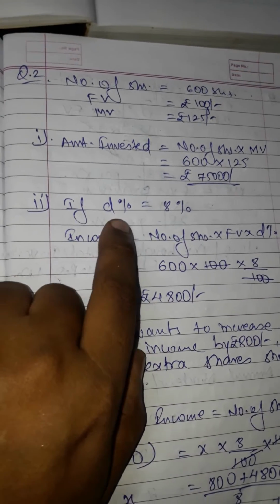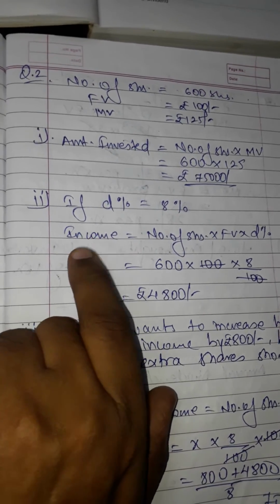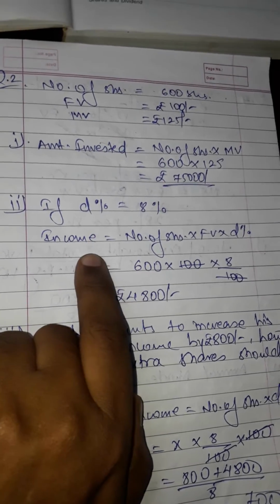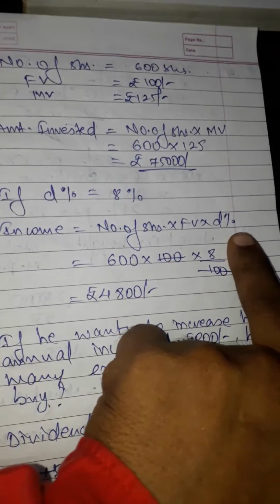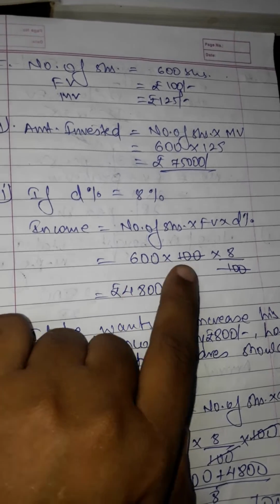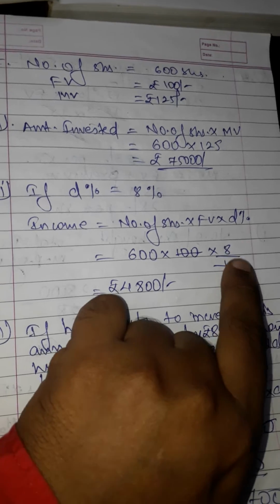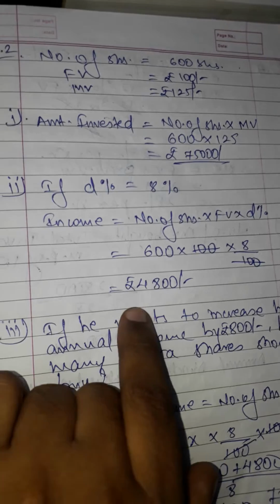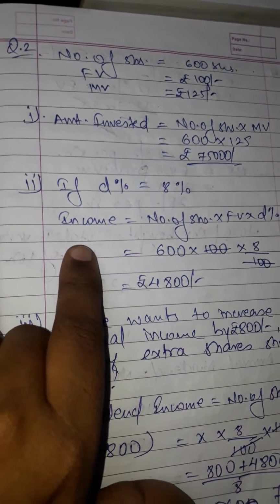Second question, if D percent is 8%, what will be his income? Income means annual dividend. I am repeating again and again. Income means annual dividend, which is equal to number of shares into FV into D percent. Number of shares is 600, face value is 100, D percent is 8%, means 8 upon 100. 100 cancel. 600 into 8, that is 4,800. His total income or annual income or dividend.